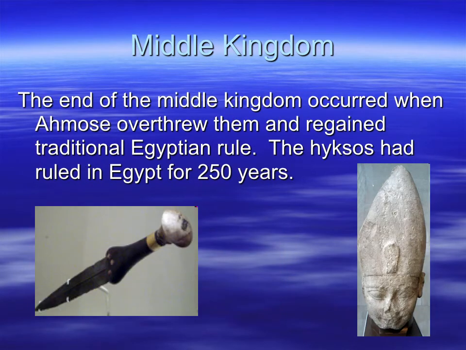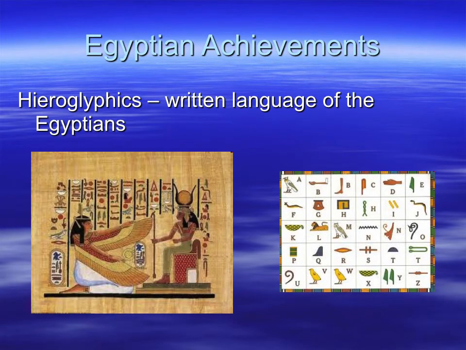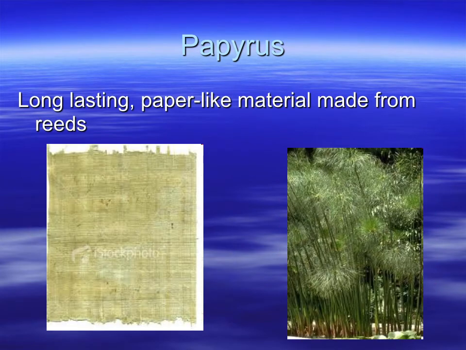The Middle Kingdom came to an end when a warrior by the name of Ahmose comes and leads a rebellion against the Hyksos, and they are removed from power, starting the New Kingdom. Some Egyptian achievements we discussed: hieroglyphics, the writing of the Egyptians, the pictographs there, and papyrus, the reed-like paper that they would use and make.